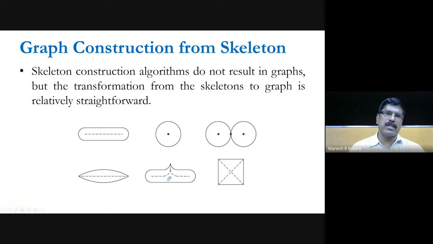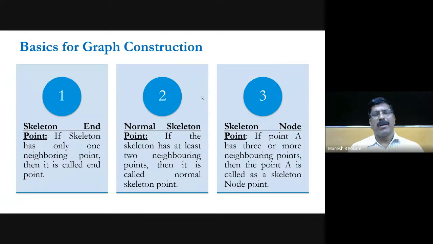So skeleton construction algorithms do not result in a graph, but once you construct the skeleton, from that we can construct the graph. The transformation from the skeleton to the graph is relatively straightforward. How it is done, we are going to study in this lecture. Before that, we'll see what is meant by endpoint, what is meant by normal skeleton point, and what is meant by skeleton node point.